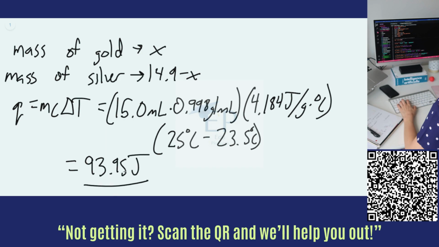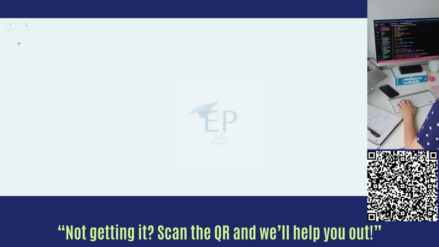So this is the heat the water absorbs, and it's equivalent to the heat that the gold and silver lose. So now we can evaluate the gold and silver separately. So we'll start with the gold. And so for the gold, again, Q equals mc delta T. Our M is X, that's our mass of gold.